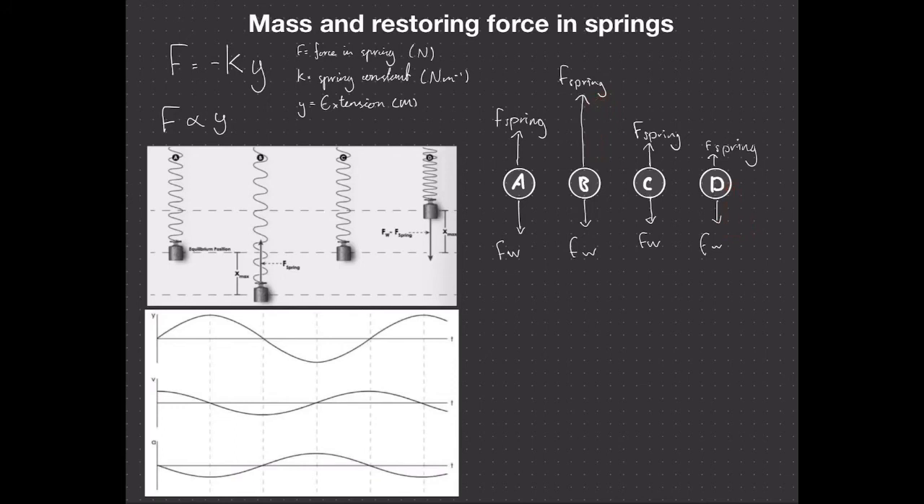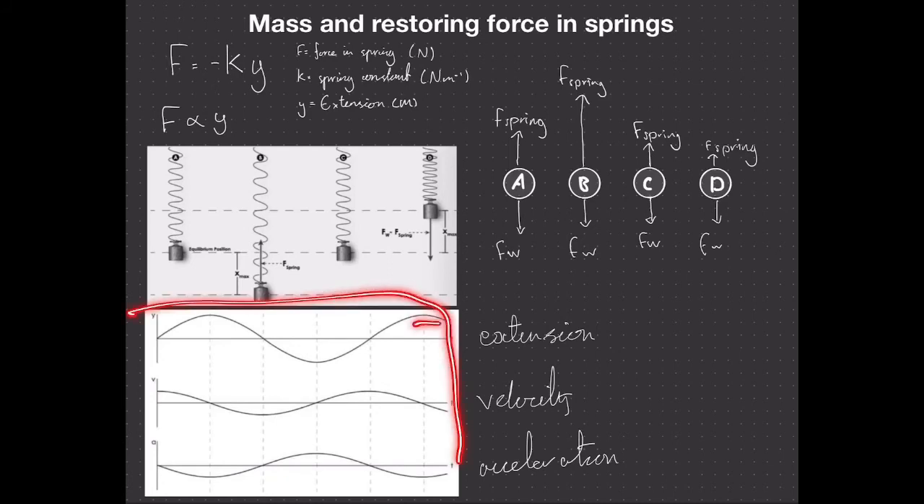Let's talk about our extension, velocity, and acceleration. Our diagram here is not in sync with or to scale with the one above. Y shows our extension, V shows our velocity, and A shows our acceleration.